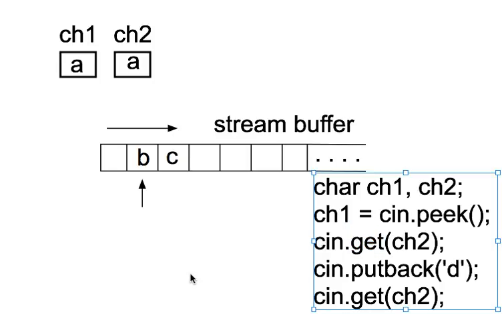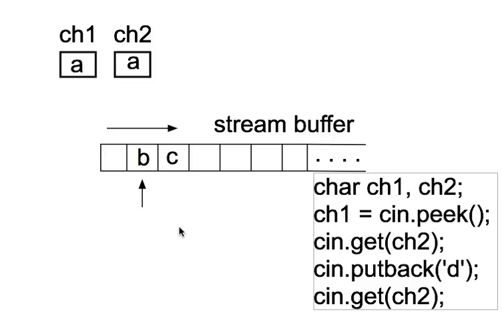All right. Putback is sort of the opposite of get. And I've just placed a D in here just because it was something different. I could put back CH1, and then that would place an A back in the buffer because that's what CH1 contains. But you're not limited to the thing that you just read. So I just wanted to make that point. I could put back CH2, which would also put back the A, but you can put back into the stream buffer anything you want. So let's go ahead and put back the letter D.